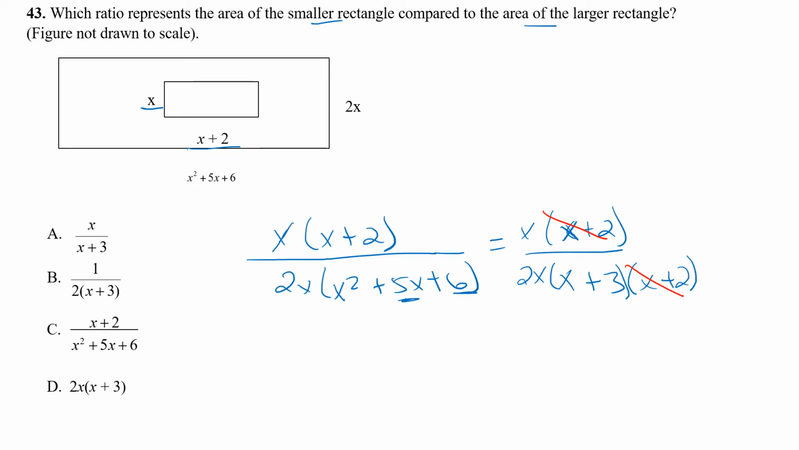I can also cancel out these x's, right? So I'm left with nothing at the top, but I need to have a placeholder at the top. So I have to put a 1, because anything multiplied by 1 is just that term. And I'm left at the bottom with this 2 and this x plus 3. And so that would be B for this answer right here.